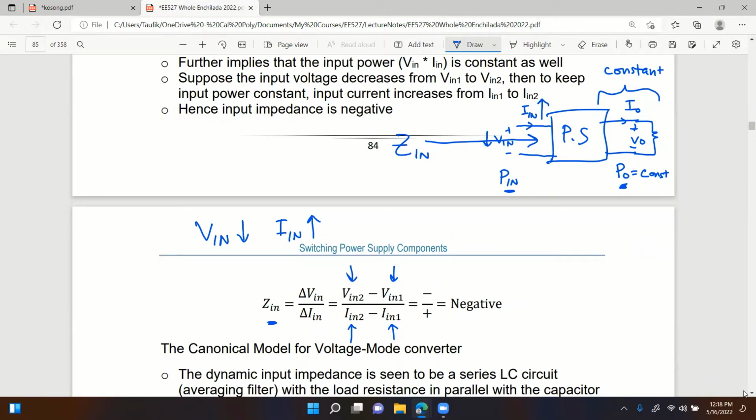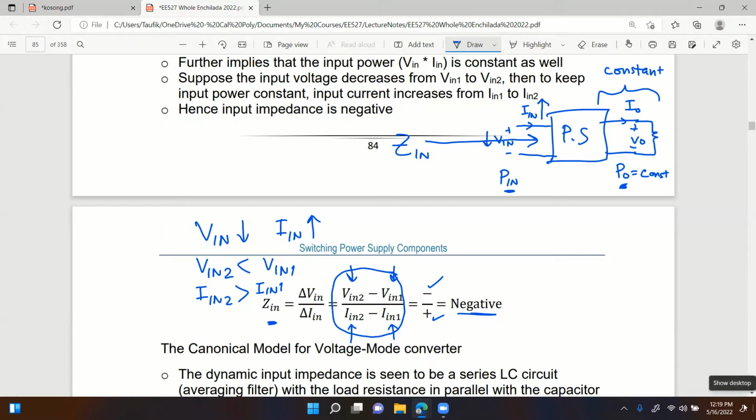Then V in decreases, that means V in 2 is less than V in 1, right? And then I in 2 must be larger than I in 1, right? Go ahead and put it into this equation right here, and what do you get? You get a negative sign, a negative value in the numerator, because again, V in 2 is less than V in 1, so that's negative, and I in 2 is larger than I in 1, so therefore it's positive. Negative divided by positive gives you negative, right?